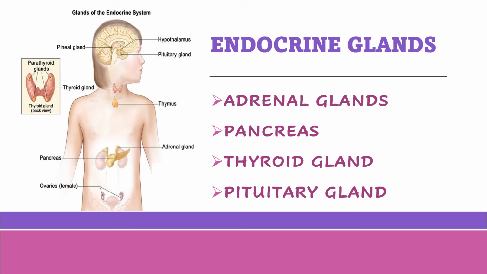Endocrine glands. There are different types of endocrine glands you can see in our body. They are adrenal glands, pancreas, thyroid gland, pituitary gland, thymus, parathyroid glands, then gonads. These are different types of endocrine glands, but in your syllabus, four types of endocrine glands you have to study. They are adrenal glands, pancreas, thyroid gland, and pituitary gland. That's all.